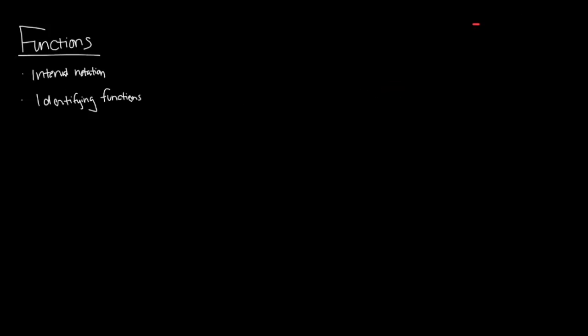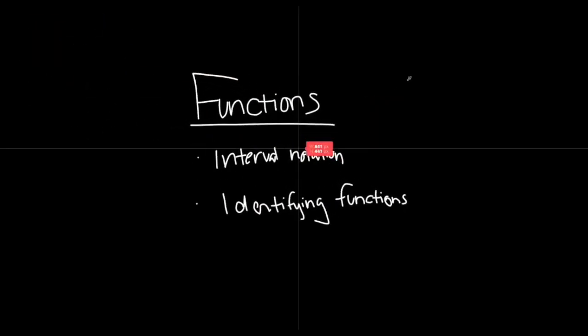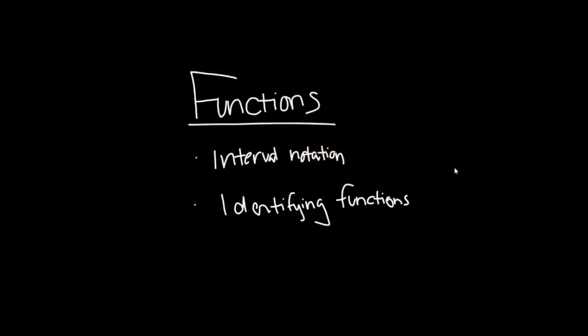So basically, that's how you identify a function. You use the vertical test, and interval notation is just a number line demonstrated through symbols to identify if x can be that number or if x cannot be that number. And so that is what functions are.